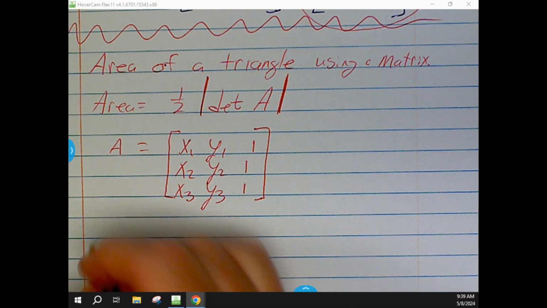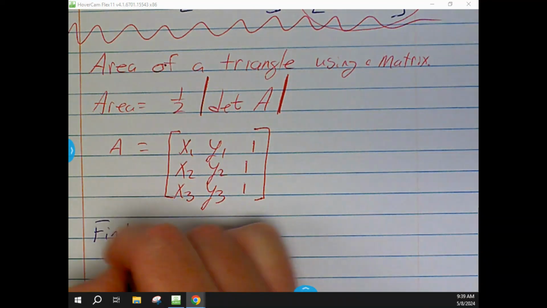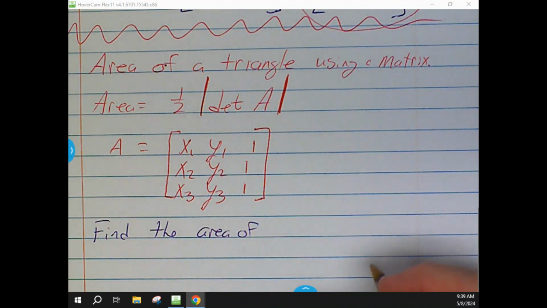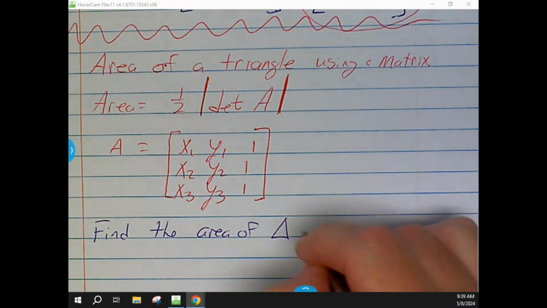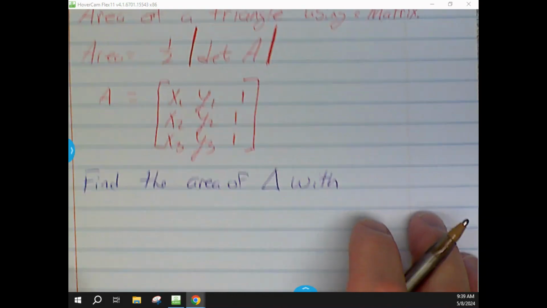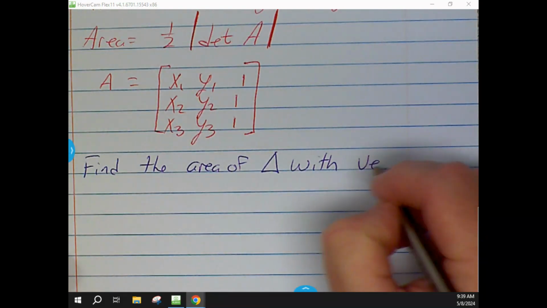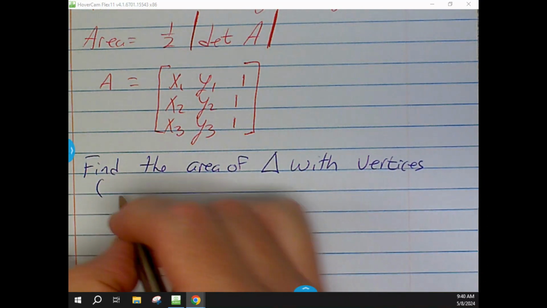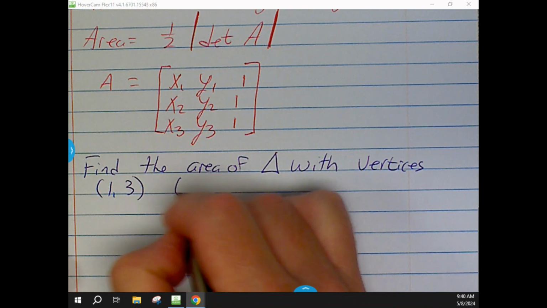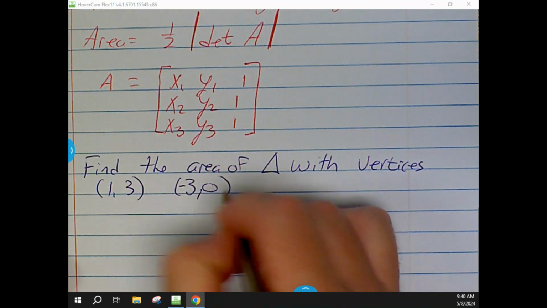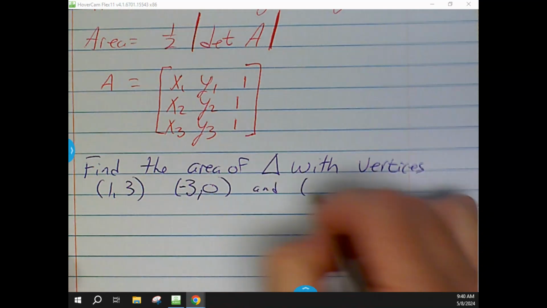Okay, so here's what we're going to do. We're going to find the area. Last one of the day here. Find the area of the triangle with vertices 1, 3, -3, 0, and 5, 0.